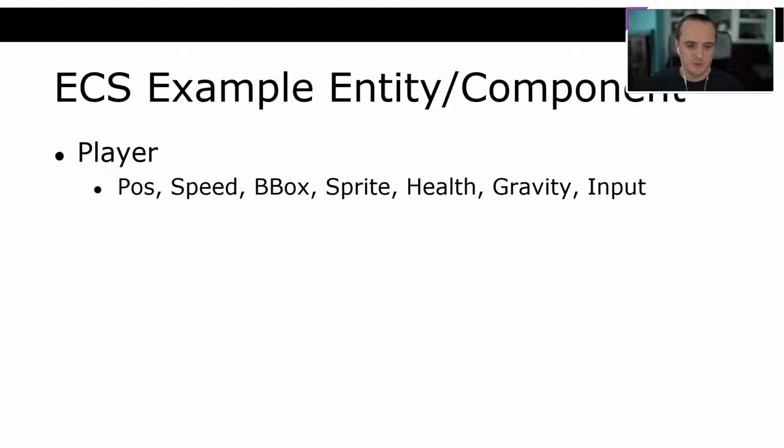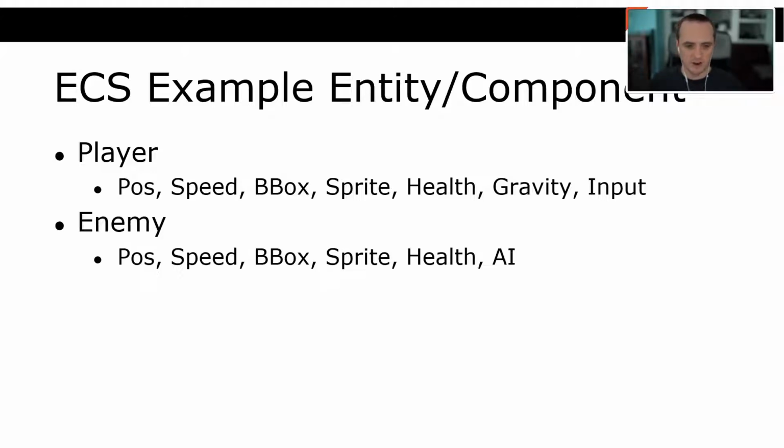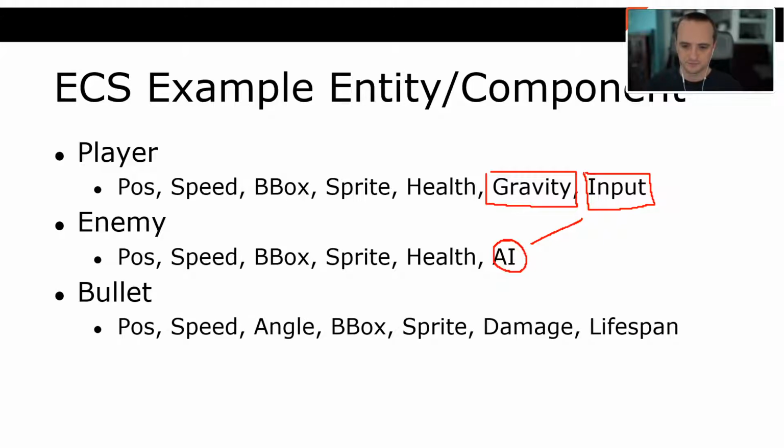So for example, we have a player. It might have a position, a speed, a bounding box, a sprite, some health, some gravity. An enemy, for example a flying enemy, might not be affected by gravity, so it doesn't have a gravity component. And rather than be controlled by input, which the player is, the enemy would be controlled by an AI component, which one of our AI systems would then read the details of and control the AI.